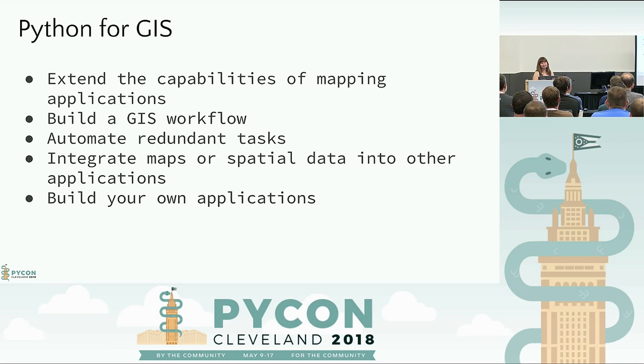So you can use Python for GIS to extend the capabilities of your mapping applications, use it to build a complex GIS workflow that's repeatable, and use it to automate redundant tasks, so if you have 10 files that you want reprojected into a different projection, you can do that with Python. And you can use it to integrate maps or spatial data into other applications or even build your own mapping application. There's something called GeoDjango that you could use to make a web mapping application with Python.